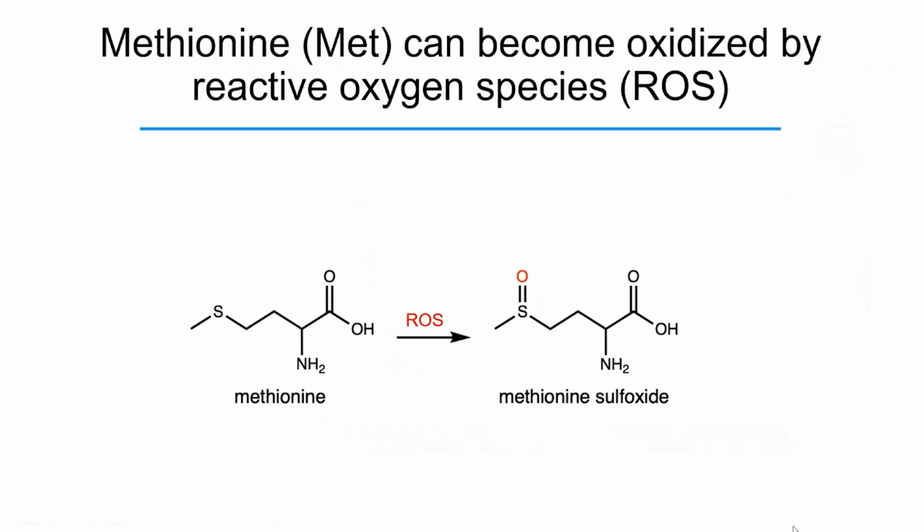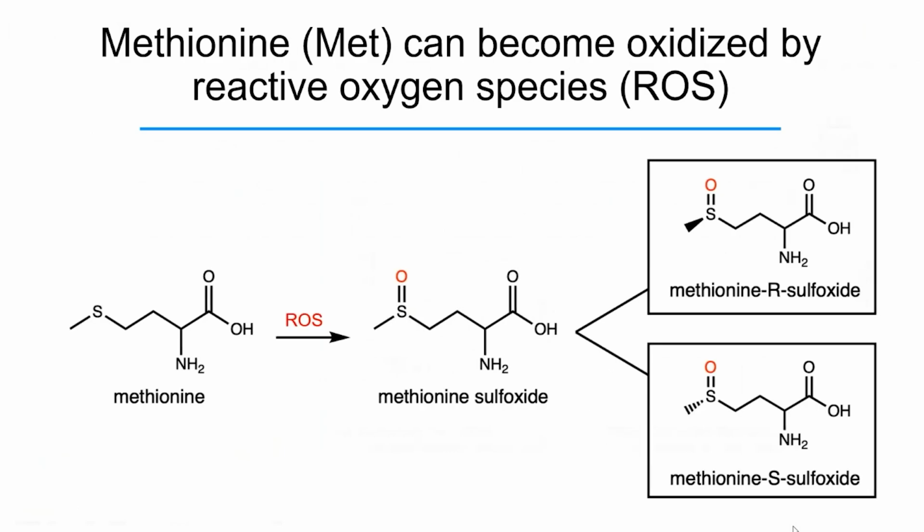So you probably know that methionine is one of the amino acids that's used to make proteins. Methionines are special in that reactive oxygen species, which are generated from byproducts of cellular metabolism and are just oxygen-containing molecules that are highly reactive, can react with methionine and convert it into methionine sulfoxide.